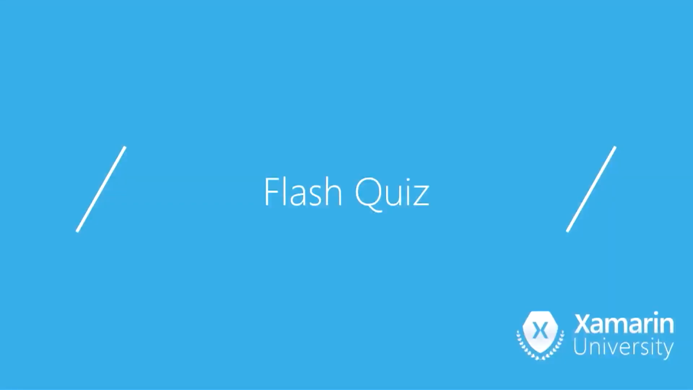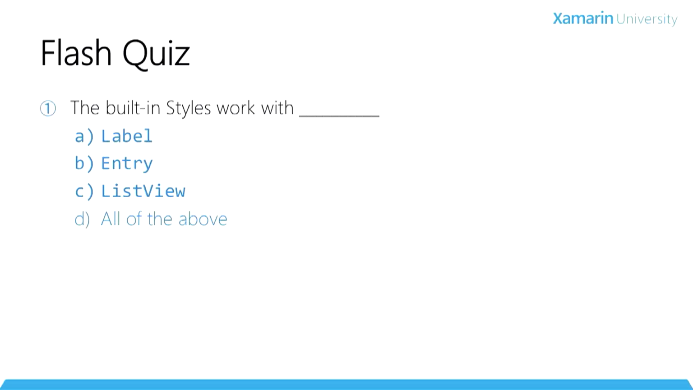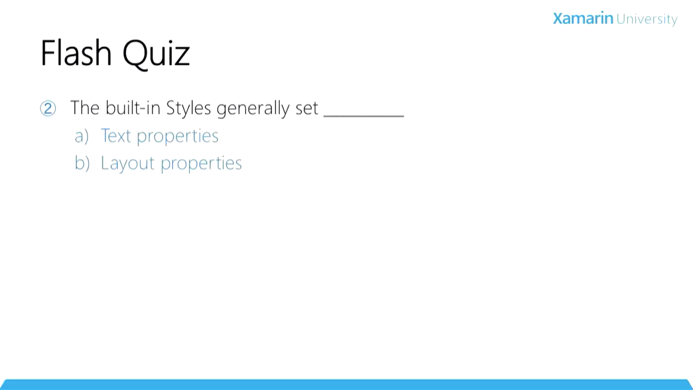It's time now for a flash quiz to test our knowledge. Question 1. The built-in styles work with A, a label, B, entries, C, list view, or D, all of the above. And the correct answer is A, labels. Second question. The built-in styles generally set A, text properties, or B, layout properties. And the correct answer is A, text properties.